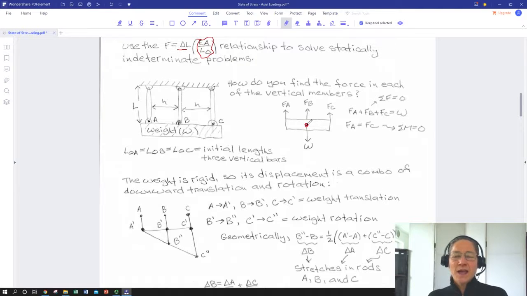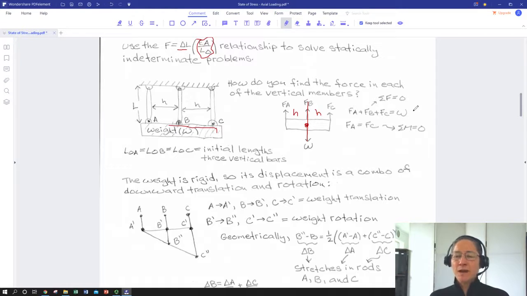and we can take the sum of the moments around this point and say, because h is the same on both sides of the line that goes through FB and W, we can say that force A equals force C, and that's going to keep this weight from rotating around its center of mass.